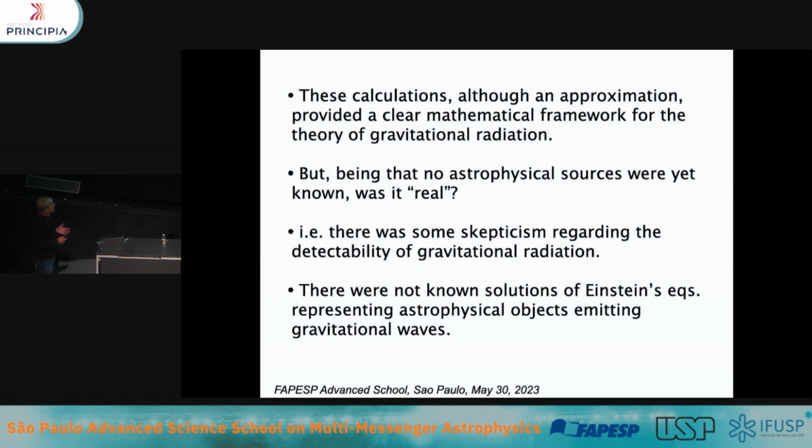And so very few people thought that gravitational waves could be real. There was, I should say, probably more than some skepticism regarding the detectability of gravitational radiation. There were no known solutions of Einstein's equations representing astrophysical objects emitting gravitational waves. Well, we still don't have them because Einstein's equation is extremely complicated. It is a set of 10 very nonlinear equations where the variables, which are the metric, are very coupled.